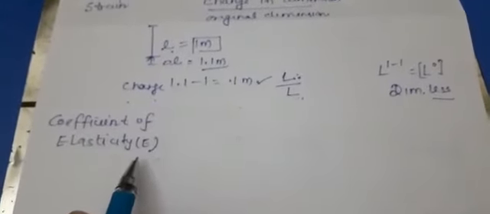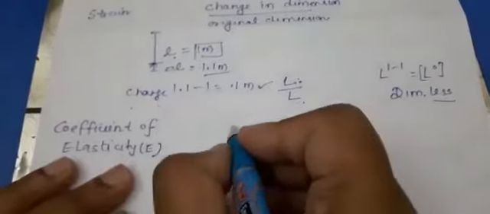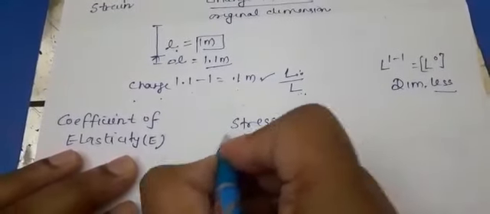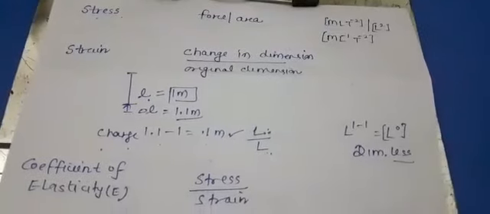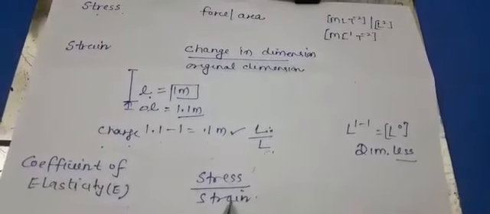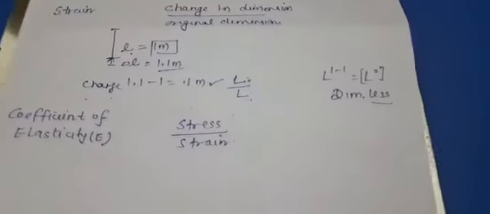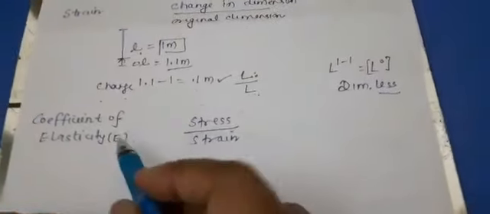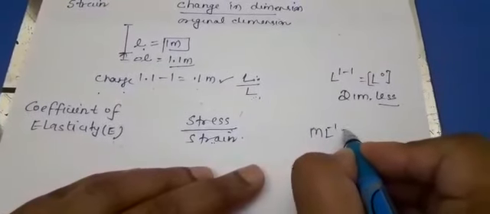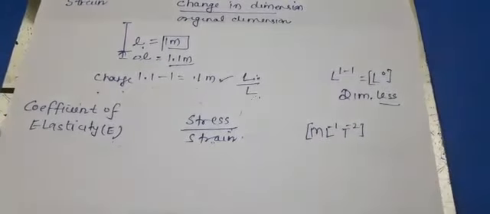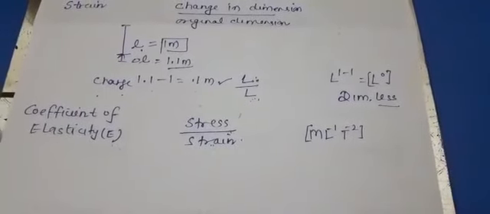Now next is coefficient of elasticity. Coefficient of elasticity is taken as basically the ratio of stress upon strain. Like we have done this stress and this is strain. So coefficient of elasticity will be the ratio of these two terms, and strain being dimensionless, the dimension formula of this coefficient of elasticity will be same as that of stress, that is force per unit area. So now you find it. This is M L minus 1 T minus 2. This is coefficient of elasticity.